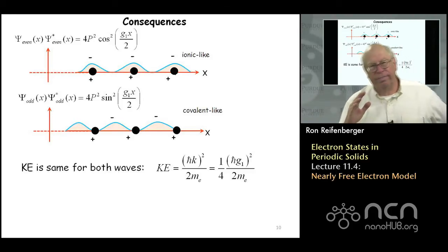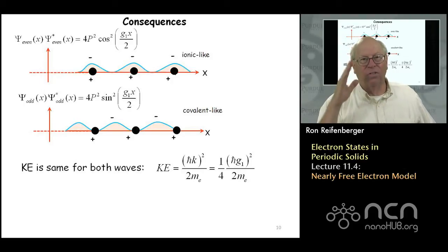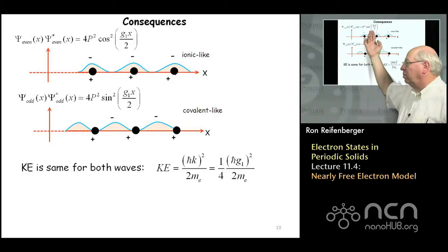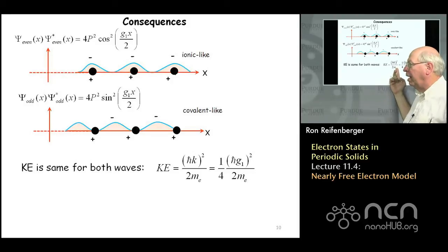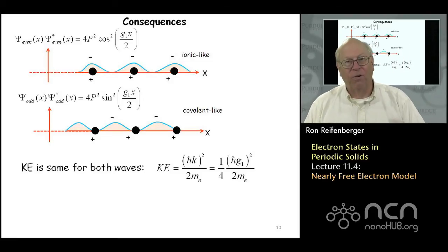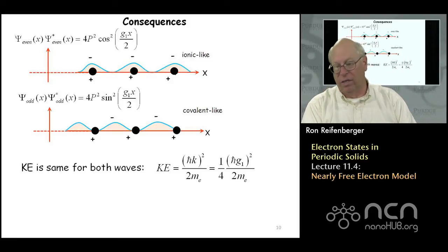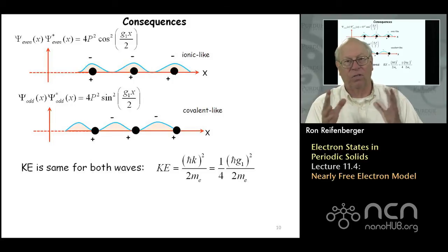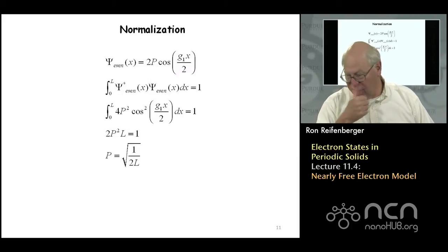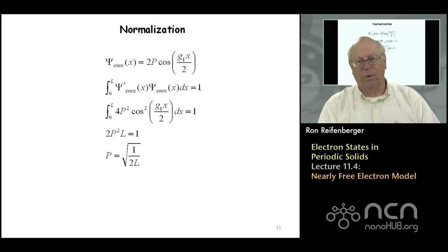Because the wave vector k is the same for both these waves, right? The wave vector k is g by 2. The kinetic energy, which is given by h bar squared k squared over 2m, is going to be the same for both waves. There's no difference because the k value is the same for both situations. The difference occurs in the electrostatic potential energy that develops because of these two different alignments of charge, right? And that requires us to do a simple calculation.